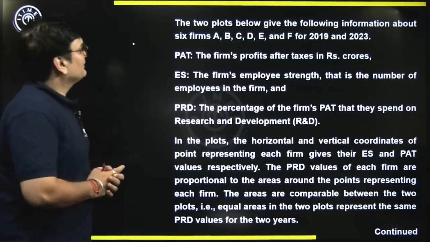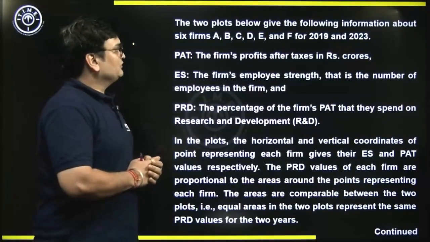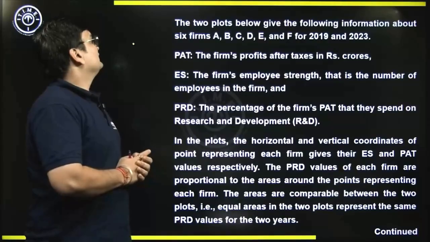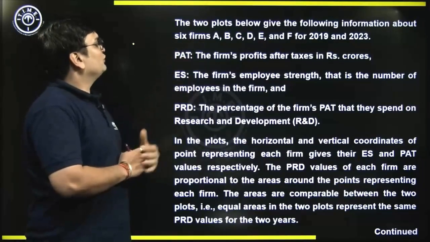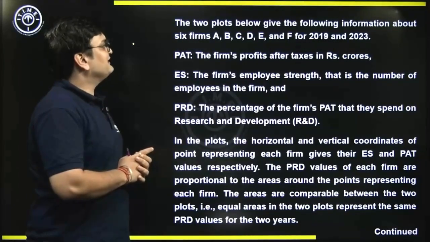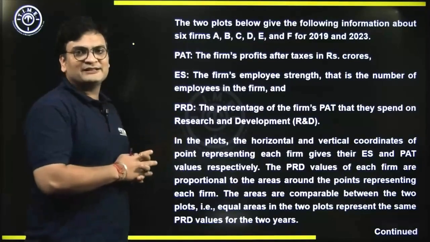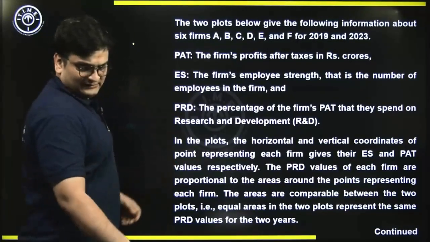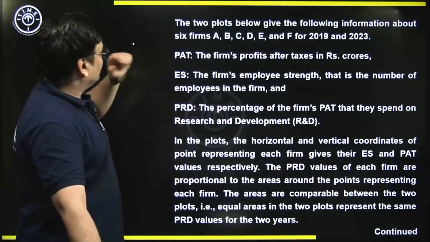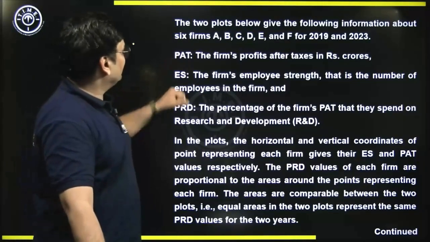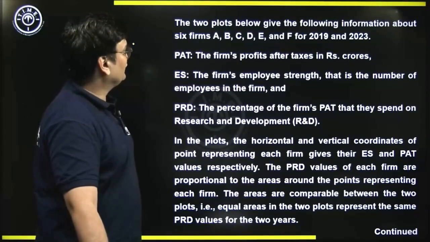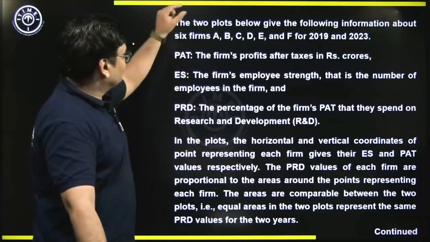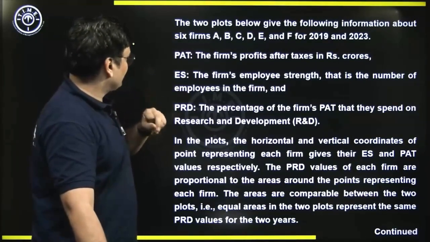Third set. The two plots given below give the following information about 6 firms A, B, C, D, E and F for 2019 and 2023. I will just show you the graphs in a while. There are a few terms that he is using. PAT, the firm's profit after tax in rupees crores. So that is one of the pieces of information that the graphs are giving us.